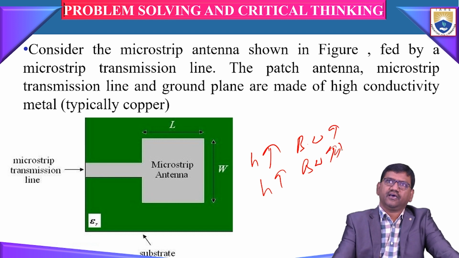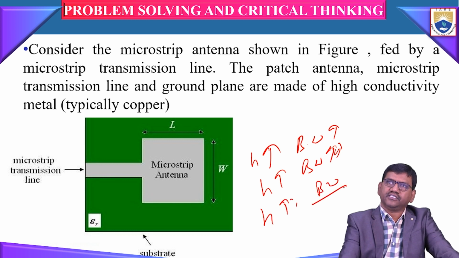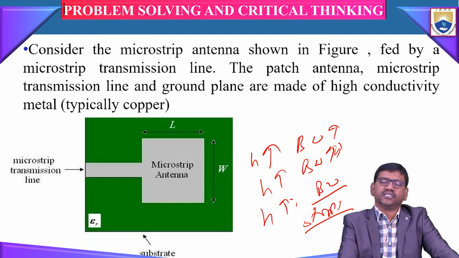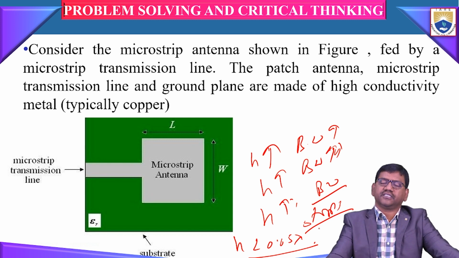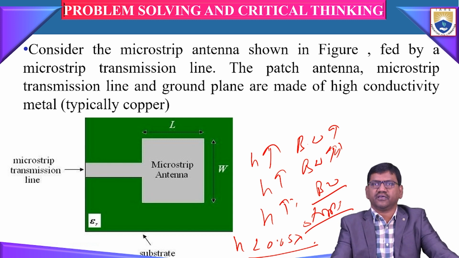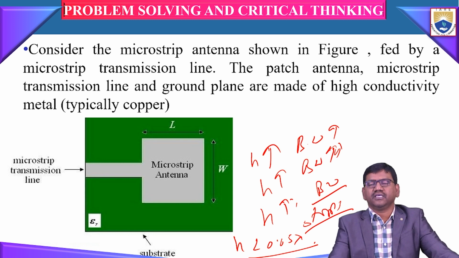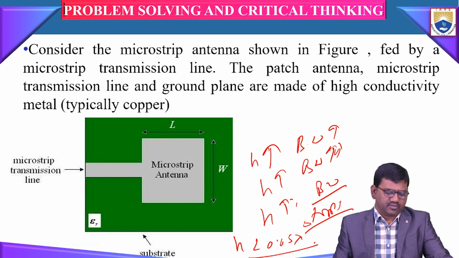If you still increase the height of the substrate, the radiation efficiency stops. So there is a limitation on the substrate in the design of the patch antenna. The substrate thickness must not exceed 0.05 lambda. If the thickness of the substrate exceeds 0.05 lambda, then automatically the radiation from the patch antenna stops. So this is one of the design limitations of the microstrip antenna.